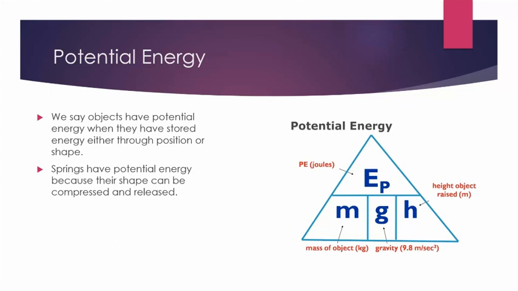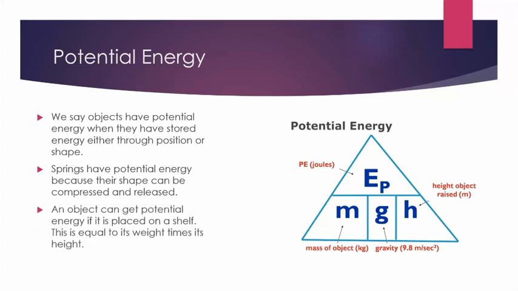This equation relates to the potential energy of an object if it's placed on something like a shelf or held over a cliff. It would be equal to its weight times its height, because mass times gravity gives me my weight. Usually in these problems you'll see someone's weight and how high they are, and you basically just multiply them.